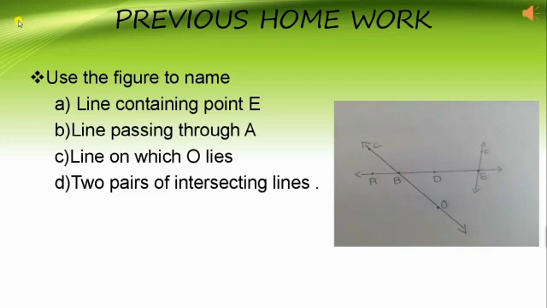Third sub-question is the line on which O lies. There are two lines on which O lies, that is, line CO and line BO. And the last sub-question is two pairs of intersecting lines. Line AB and line CB is the first pair. The next pair is line FE and line DE.